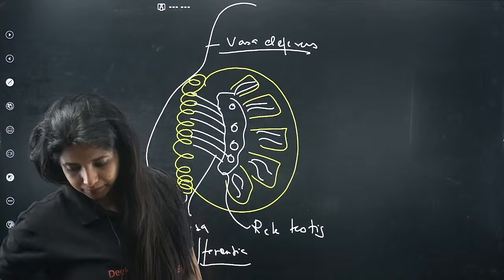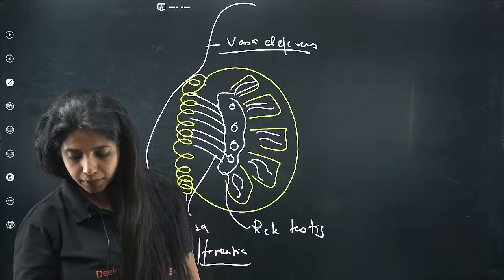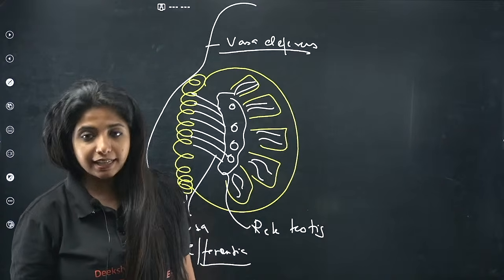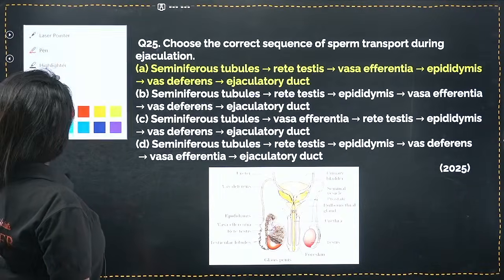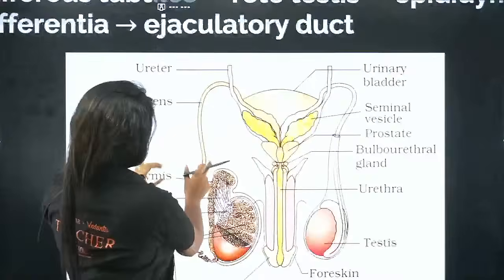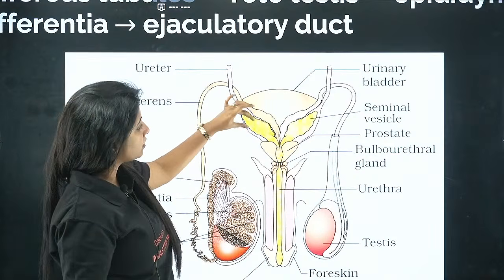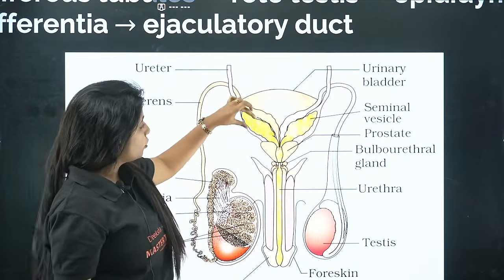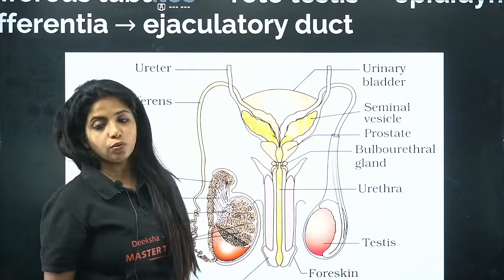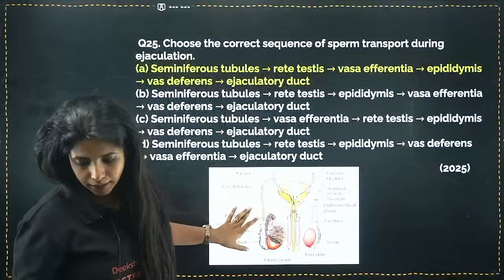Okay. So this is what you need to remember from here. So guys, now we are done with this. Please remember that when the vas deferens comes over here, you receive a secretion from the seminal vesicle as well. Both of them are now going to open up together into the ejaculatory duct. Please remember that.